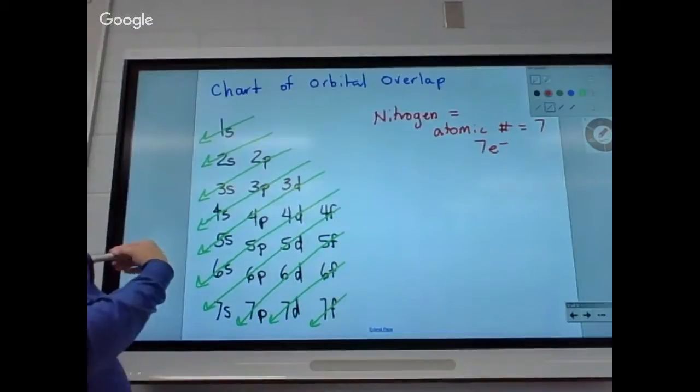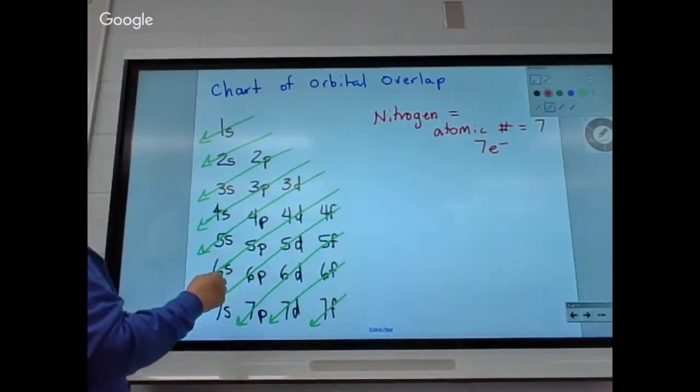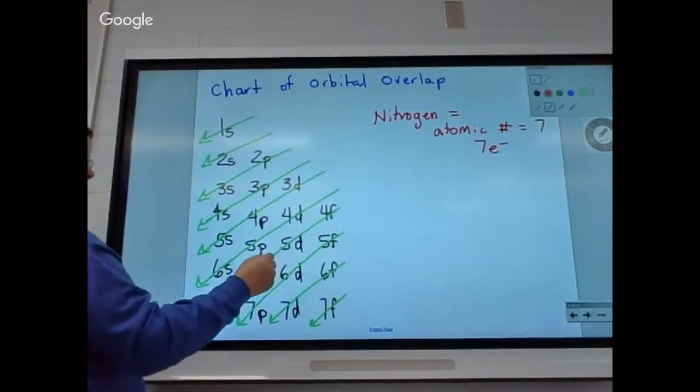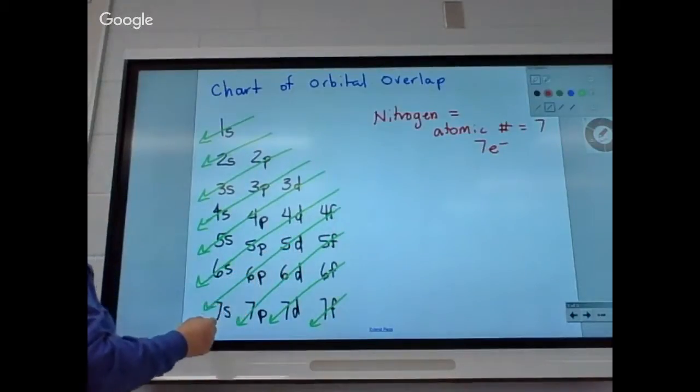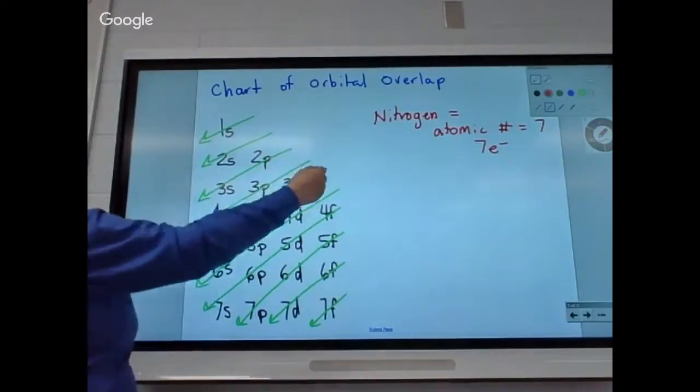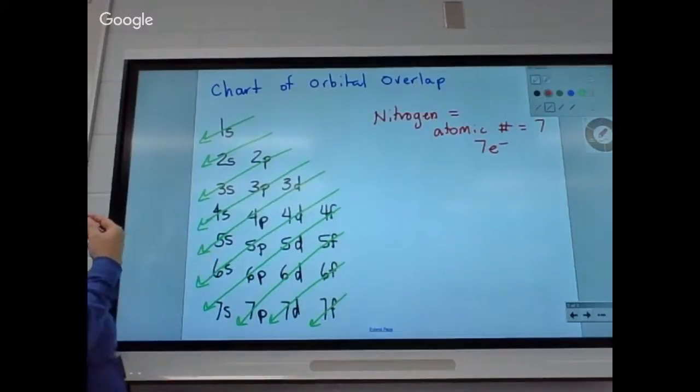Yep, you got overlap. 5p, 6s, and then what? 4f, 5d, 6p, 7s. Everybody see how we're reading it? I am not going across. I'm reading down the arrows. Are you okay with that?